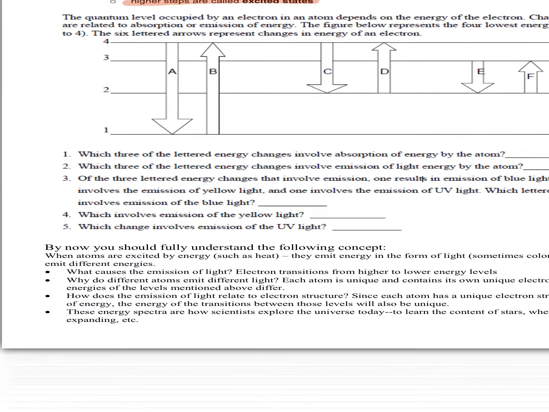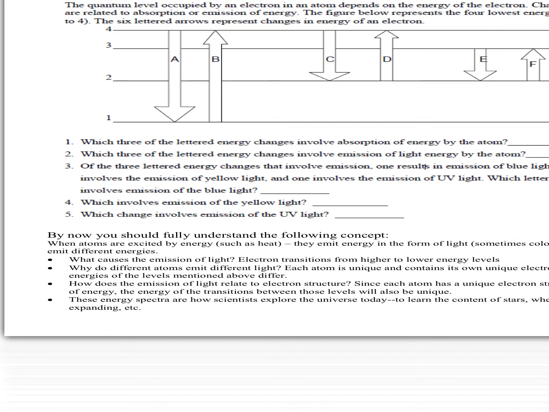The quantum level occupied by an electron in an atom depends on the energy of the electron. Changes in quantum level are related to the absorption or emission of energy. The figure below represents the 4 lowest energy levels of an atom. The 6 lettered arrows represent changes in energy of an electron.